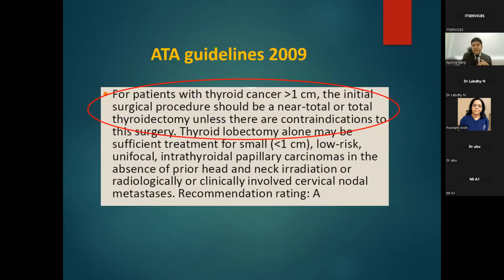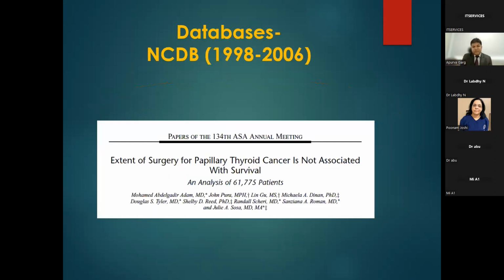Then what do the ATA guidelines say? In the 2009 guidelines, they said that for patients with thyroid cancer more than 1 centimeter, the initial surgical procedure should be a near total or total thyroidectomy unless there are contraindications to this surgery. These guidelines were subsequently changed in 2015. So, what happened in between?